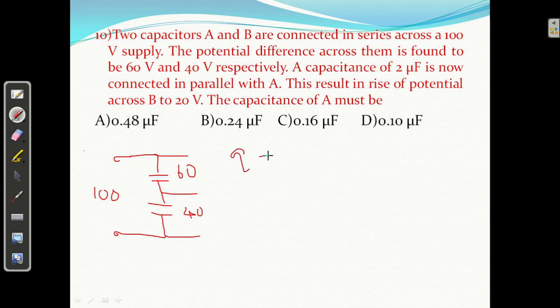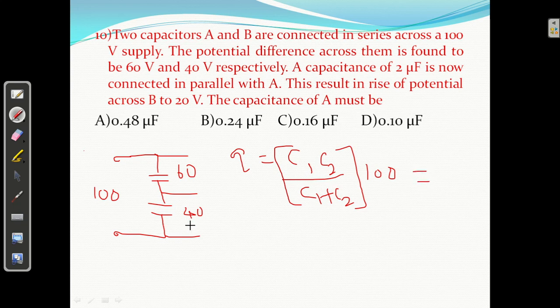You will get Q equal to CV. C equal to what will it be? C1, C2, because they are in series, so C1 plus C2. What is given? Q equal to CV. Clear? And across this the voltage is given, so Q will be the same. So Q equal to what? CV. So 40 times C2 is across this.